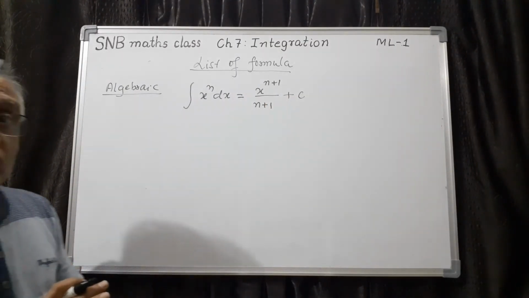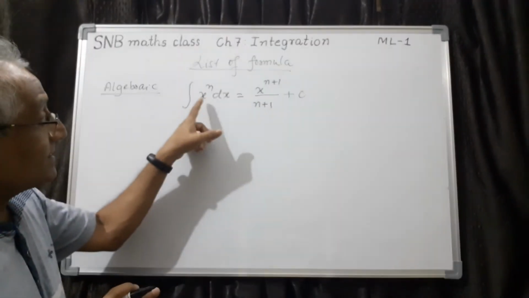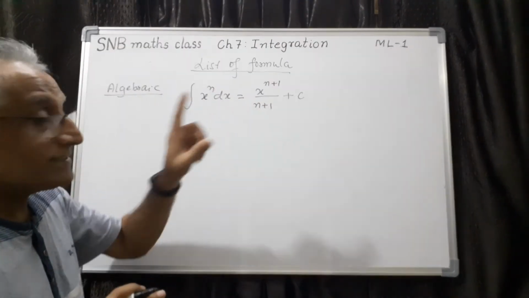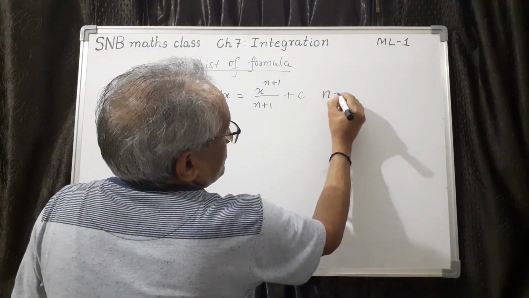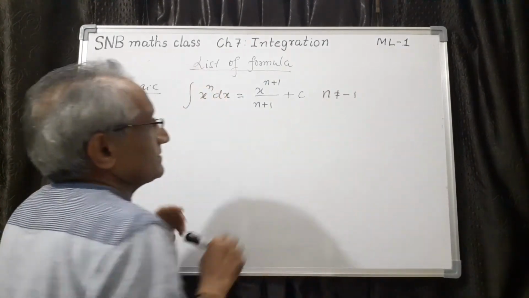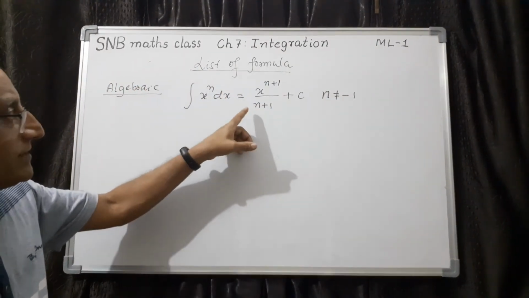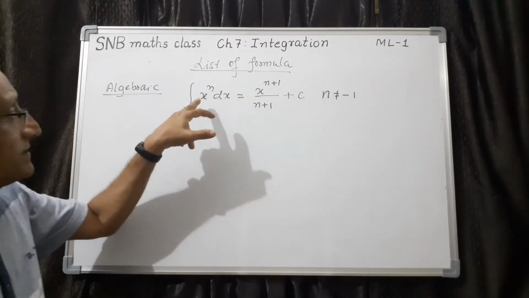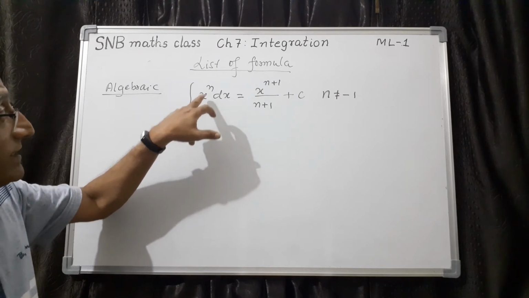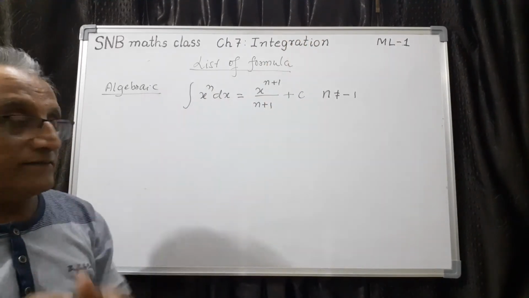Now, you may wonder how integration of x^n dx equals x^(n+1) by (n+1). But there is one condition: n should not be equal to minus 1. Because when n is minus 1, n plus 1 is 0, and anything divided by 0 is not allowed. Therefore, this is valid only when n is not equal to minus 1. For any other value, it is valid.